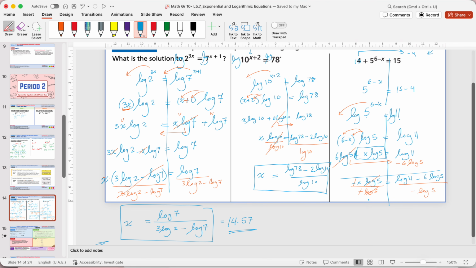Now we have x equals this very ugly nice term. I think it's more ugly than nice. Log 11 minus 6 log 5 over negative log 5.